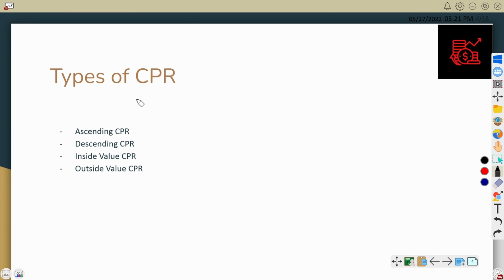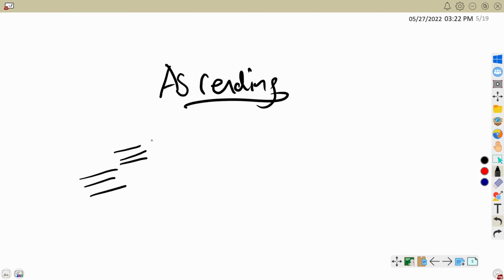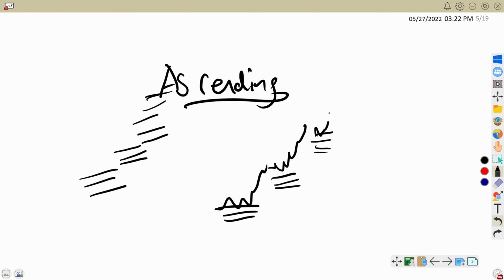So looking at the types of CPR, we have actually 4 types. First one is your ascending CPR, second one is your descending, then you have your inside value, and you have your outside value. So ascending CPR, we have your CPR consecutively going up as the market goes. So market trades and goes up, then you have your CPR ascending. So this is an ascending CPR.